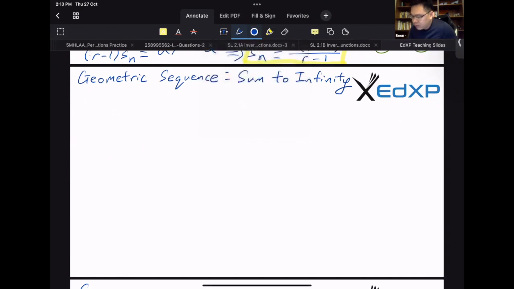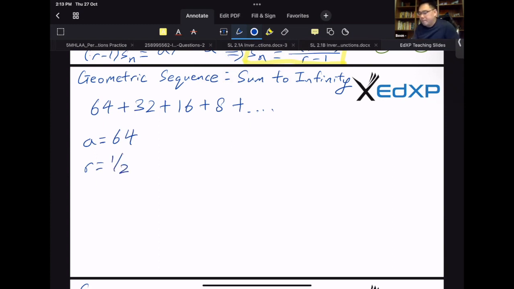Let's use an example here. Let's say I have 64 plus 32 plus 16 plus 8. I can go on forever, but we all know that the first term is 64 and the common ratio is half. Okay, so this is a geometric sequence. And if we were to find the sum of this series, we can actually find the sum because it kind of converges to a finite value.